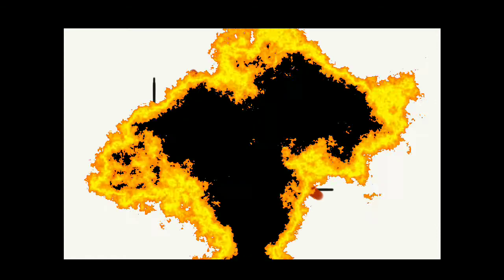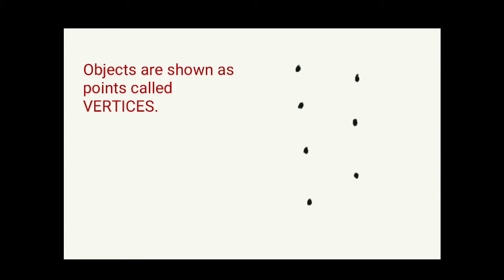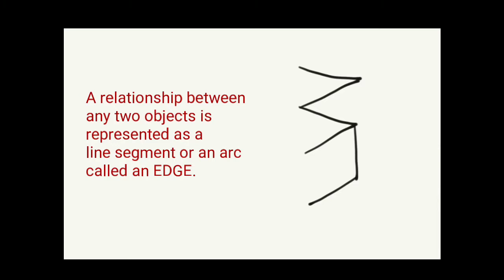In discrete structures, a graph is a mathematical model that represents relationships between objects. These objects are shown as points called vertices. And the relationship between two objects is represented as a line segment or an arc, called an edge.